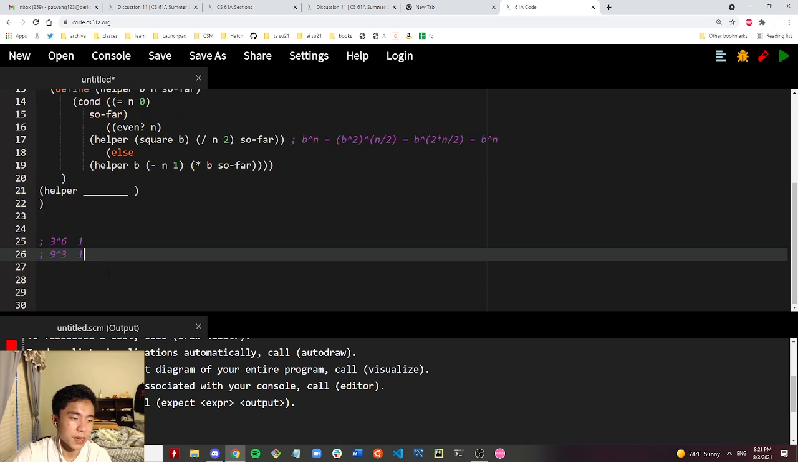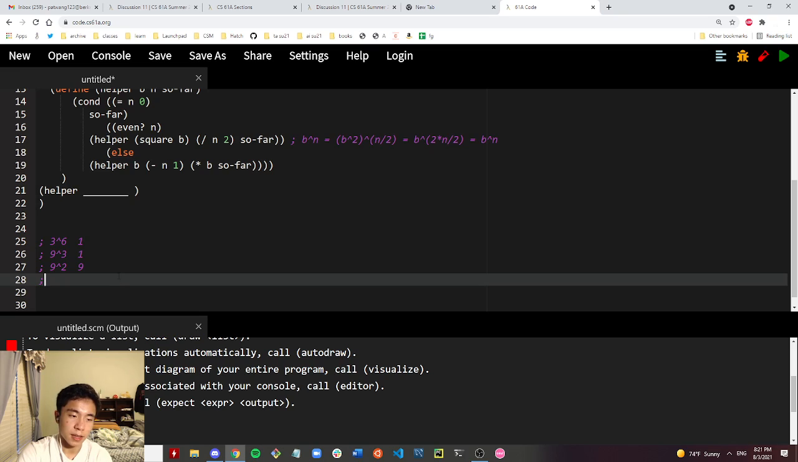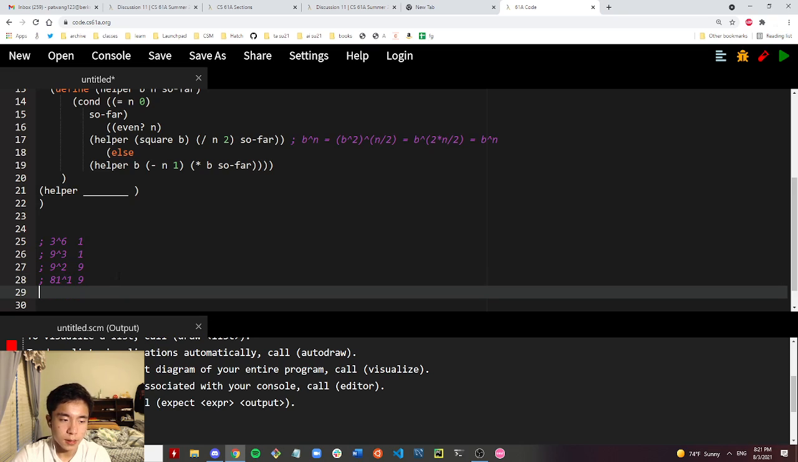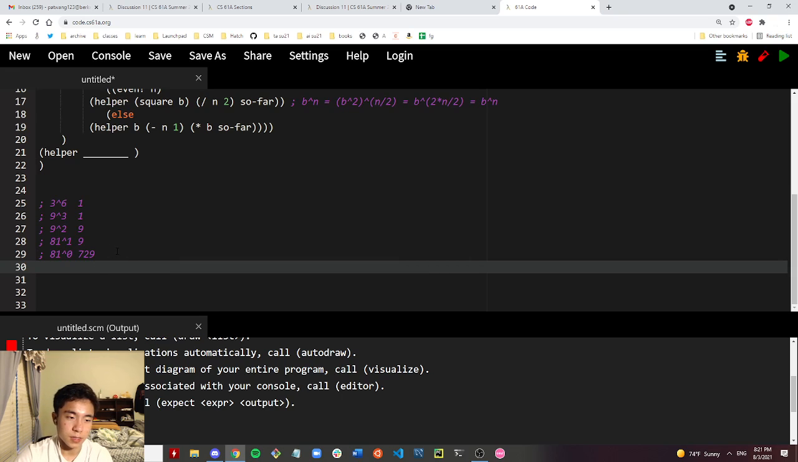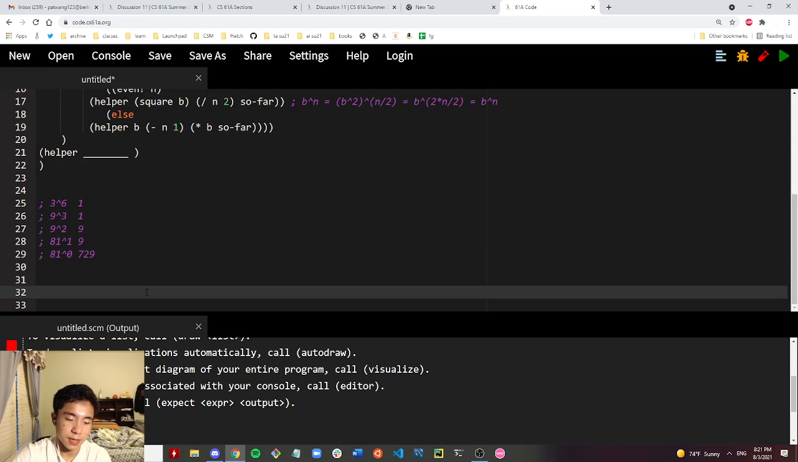And so going back to our example right here, it might become 9 to the power of 2, and we're going to store the 9 that we took away inside the so far. Then this is even again, so it's going to be 81 to the power of 1, and so far it's still going to stay 9. Then since it's odd, we're going to multiply by 81, so it becomes 81 to the power of 0, and so far is going to be 9 times 81, which I think is 729. Because 81 to the power of 0 hits our base case right here, we return so far, which is 729.